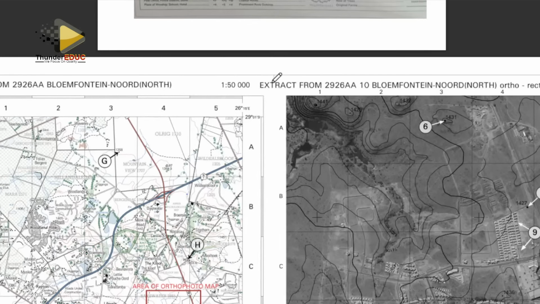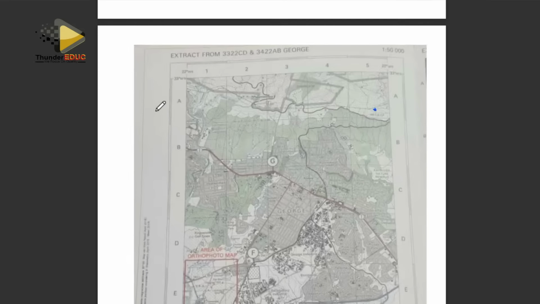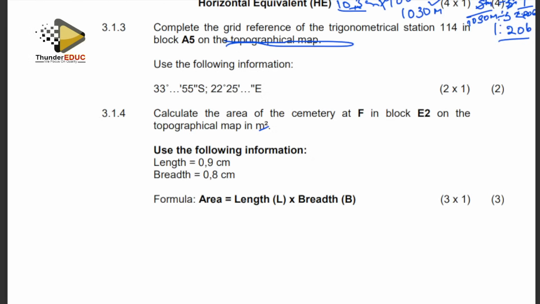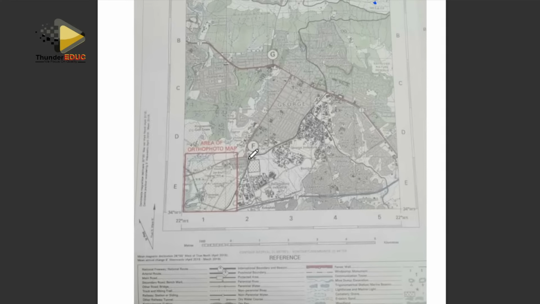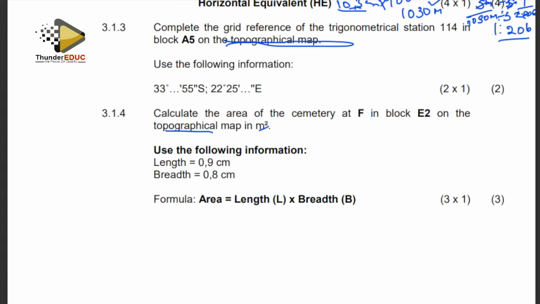Let me see if the cemetery is visible. On which map do they tell us? Topographic map, right? Topographic map E2. So the cemetery is here. That is good. The cemetery is this one, F. So they want us to calculate the area of this. Remember, I told you that when you're calculating area, actually they have given us the measurements, so we don't need to measure anything.